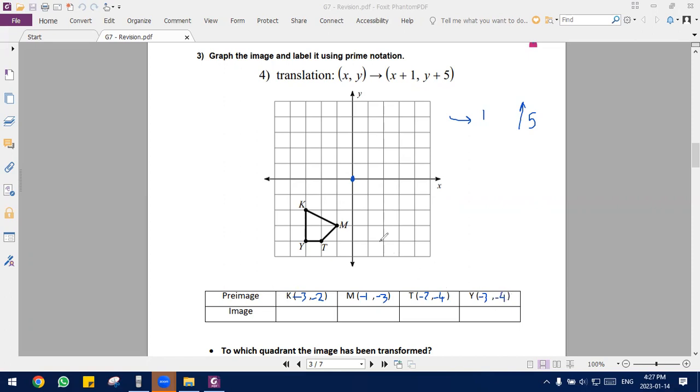Now, as I said, you can first draw it, graph it, and then write the coordinates, or you can find the coordinates and then graph it. For me, I'm finding the coordinates first. Now here, the mapping notation says we need to add 1 for the x value, and we need to add 5 for the y value. So here I put K prime, M prime, T prime, Y prime. I need to find their coordinates.